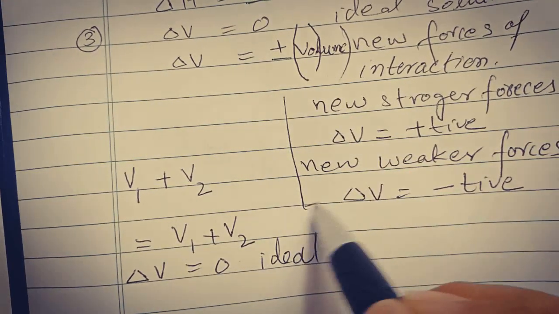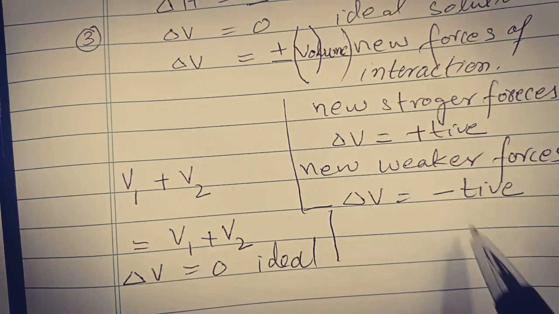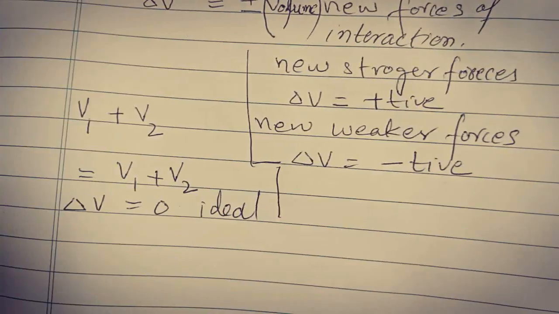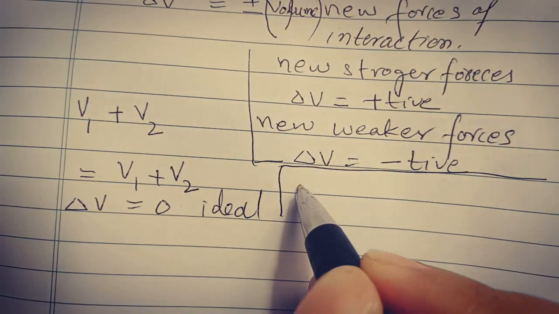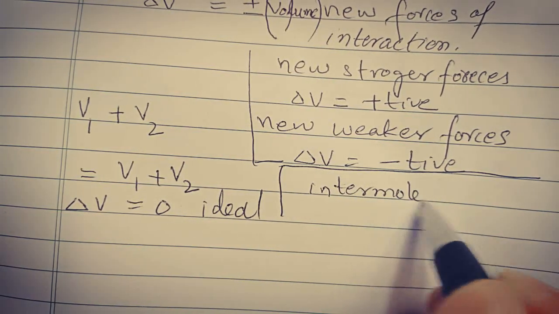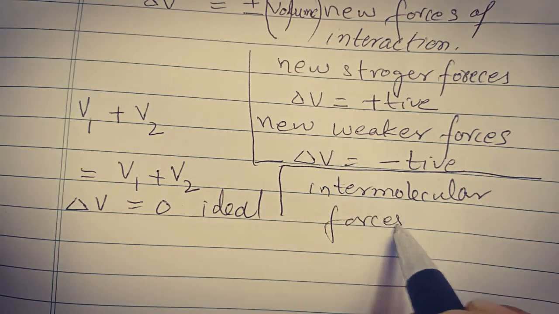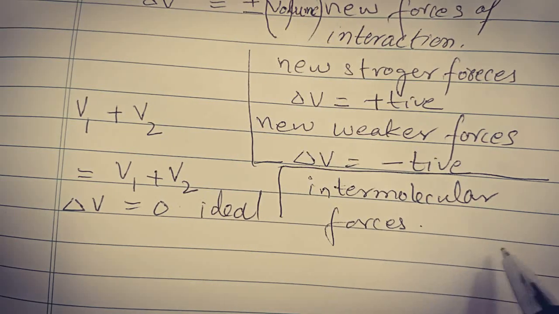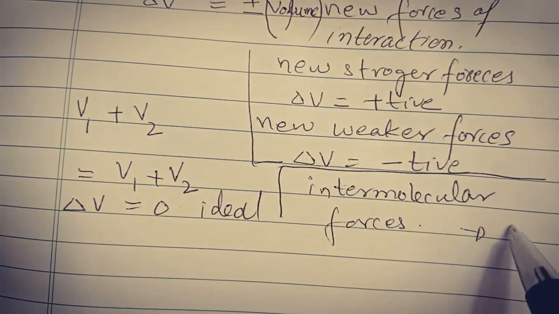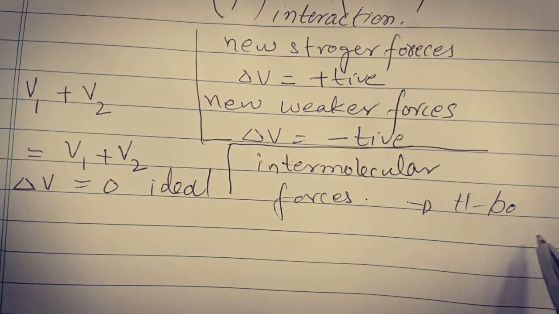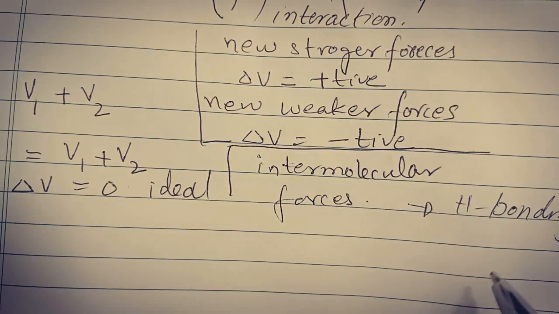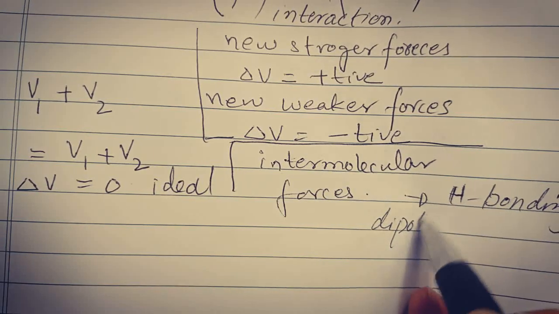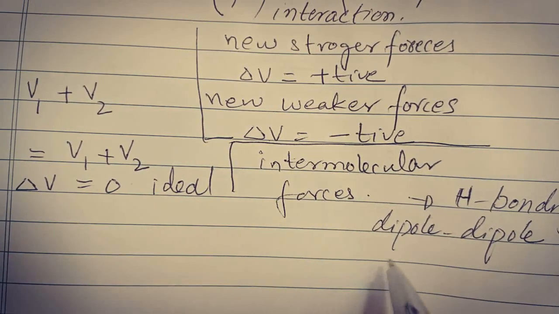But for the case of non-ideal solutions, we have change in volume either positive or negative depending on the development of new forces that are stronger or weaker. These forces developed are known as intermolecular forces. These intermolecular forces depend on the type of the liquid. If you are taking polar solvents, then the forces can be hydrogen bonding, depending on the availability of the more positive hydrogen atom, or they can be dipole-dipole interaction or London dispersion forces.